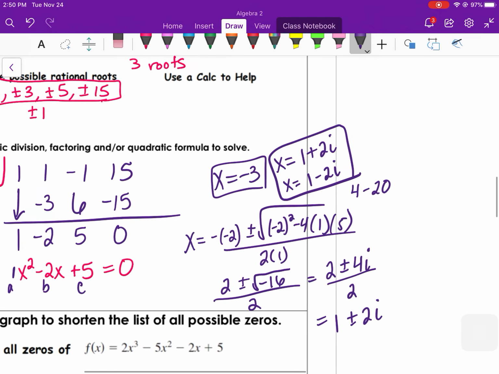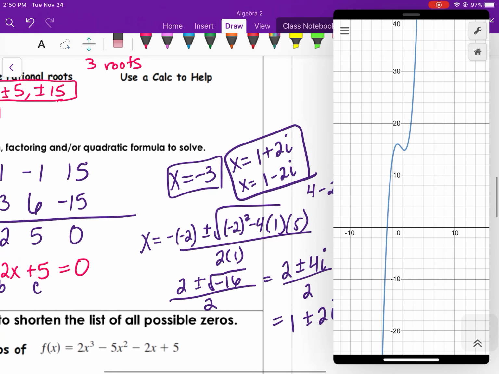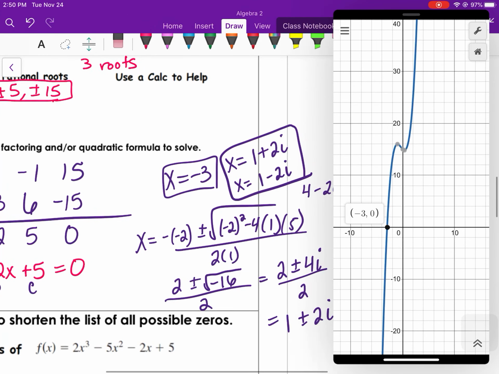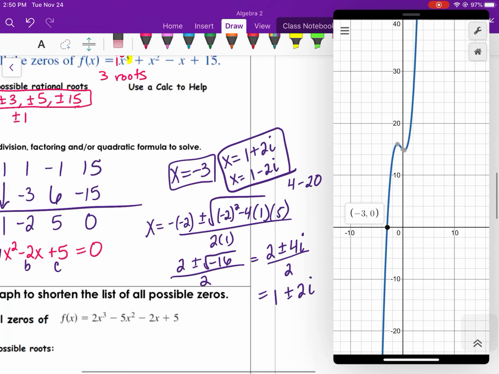So I knew that there would be imaginary solutions too. If I look at the graph, it only crosses the x-axis one time, which means it only has one real solution. And then the other two solutions have to be imaginary because it does have to have 3 solutions.